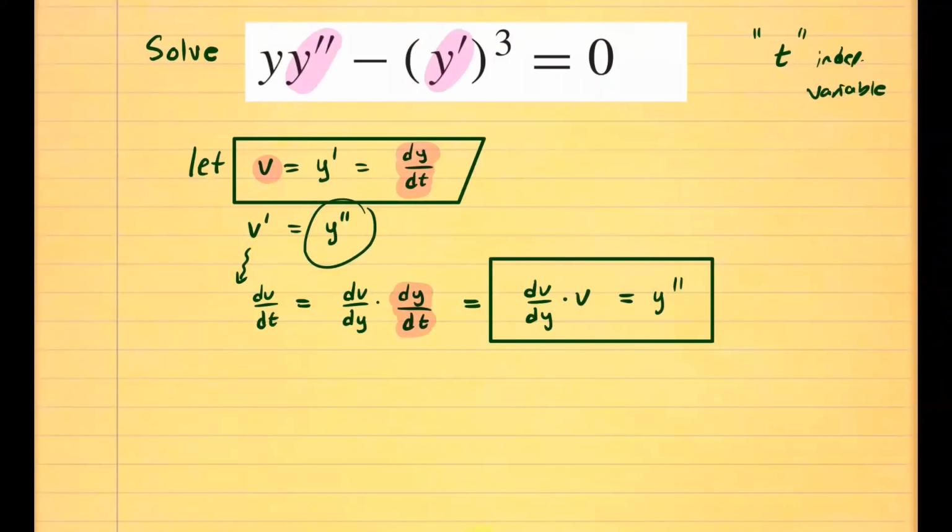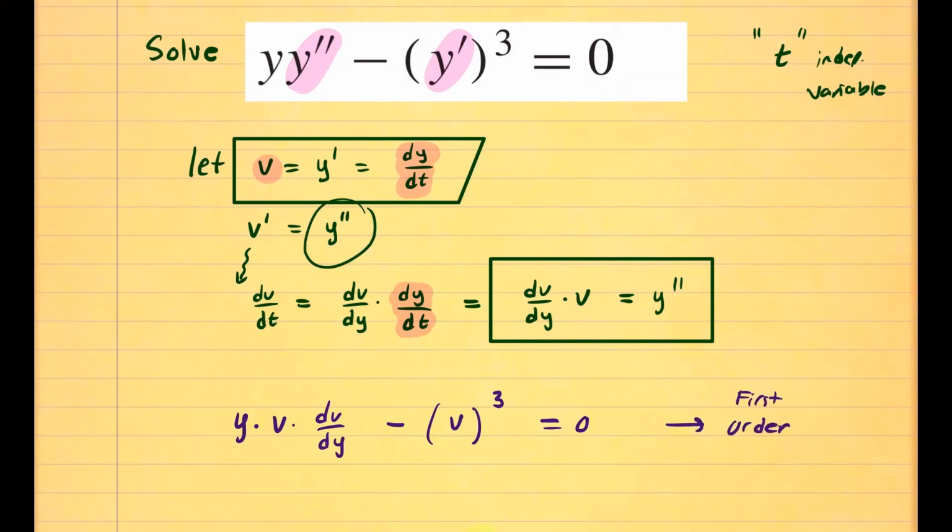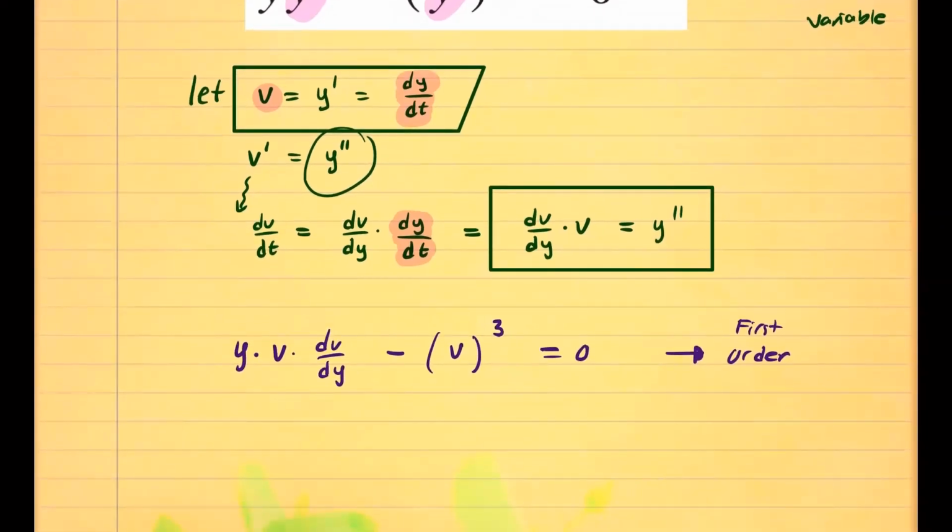So we have y times y double prime, which is replaced with v times dv dy. I just switched the order. Minus y prime, which is v cubed, equal to 0. All right, so now we have reduced it to a first order equation. And you can use any technique that's applicable to solve a first order equation. I see that this seems to be a separable equation. So let me try to separate the variables.